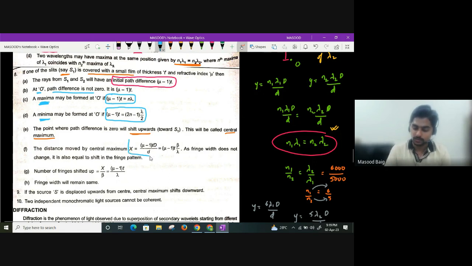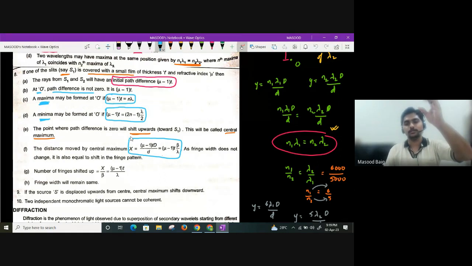So whenever a thin film is introduced in front of any slit, fringes may either shift upwards or downwards. If you are introducing a film before the above slit, then the central maxima will shift upwards, and the fringes will also shift upwards. If you are introducing a thin film in front of the below slit, the central maxima will get shifted downwards and the fringes will also get shifted downwards. So by how much distance are they going to shift, guys? This formula: mu minus 1 into t, capital D by small d. Or I can write mu minus 1 into t, beta by lambda.